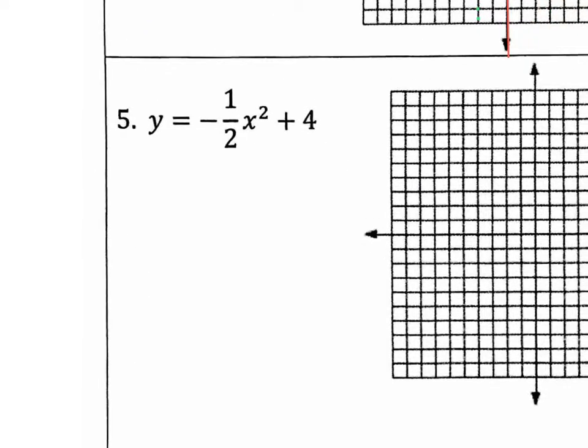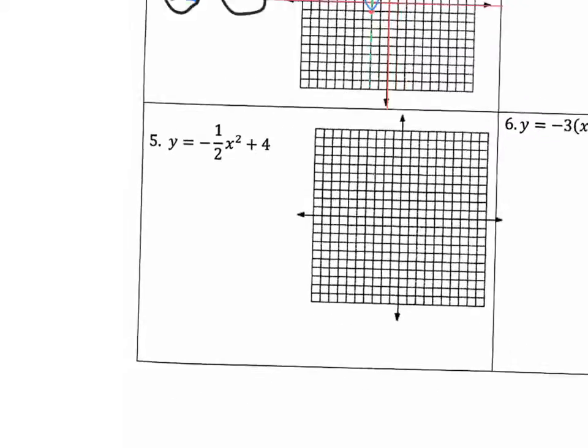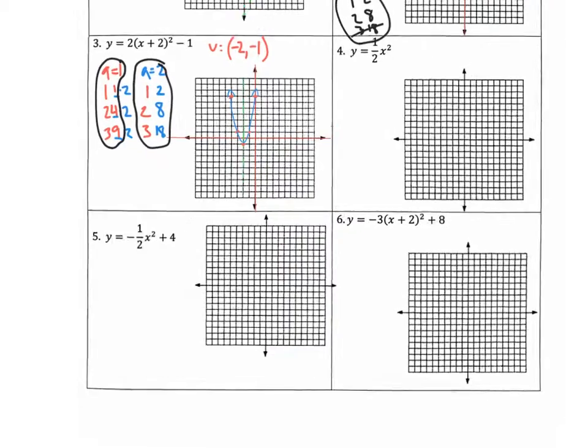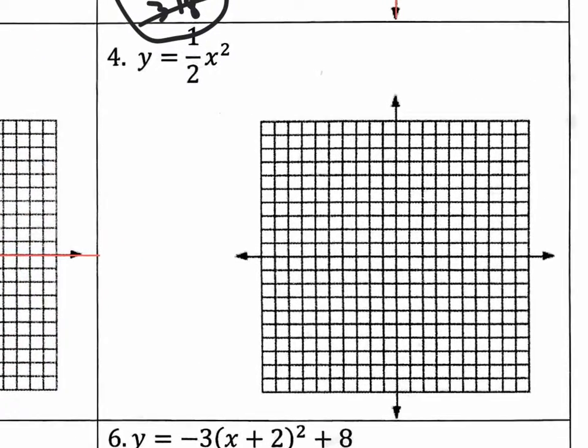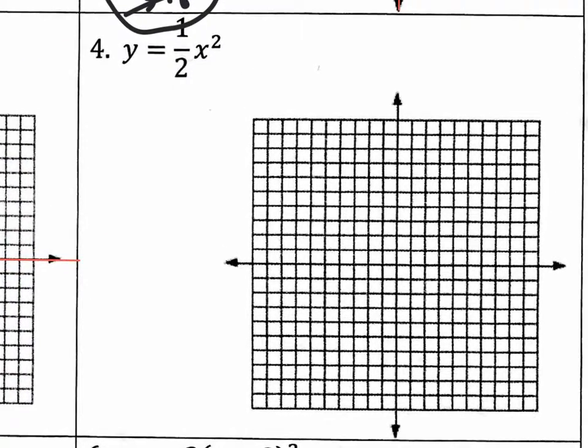Let's look at this next one. Actually, no. Let's see. Let's go with this one right here, number 4. It's a little easier. It says y equals 1/2 x squared. Okay, so we know that the vertex is what? According to H and K. The vertex is what? Anybody? 0, 0, because there is no H, there is no K.